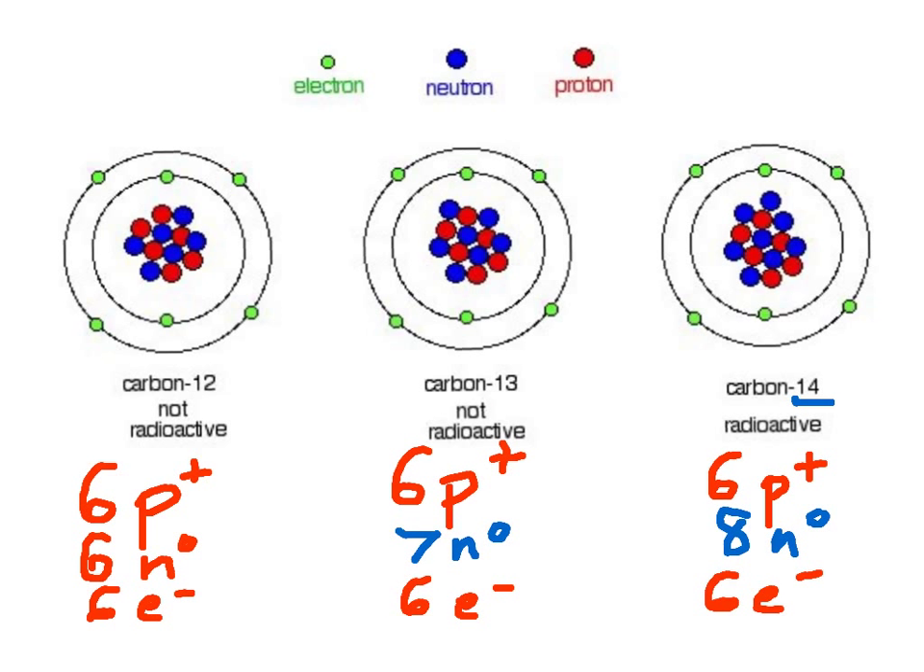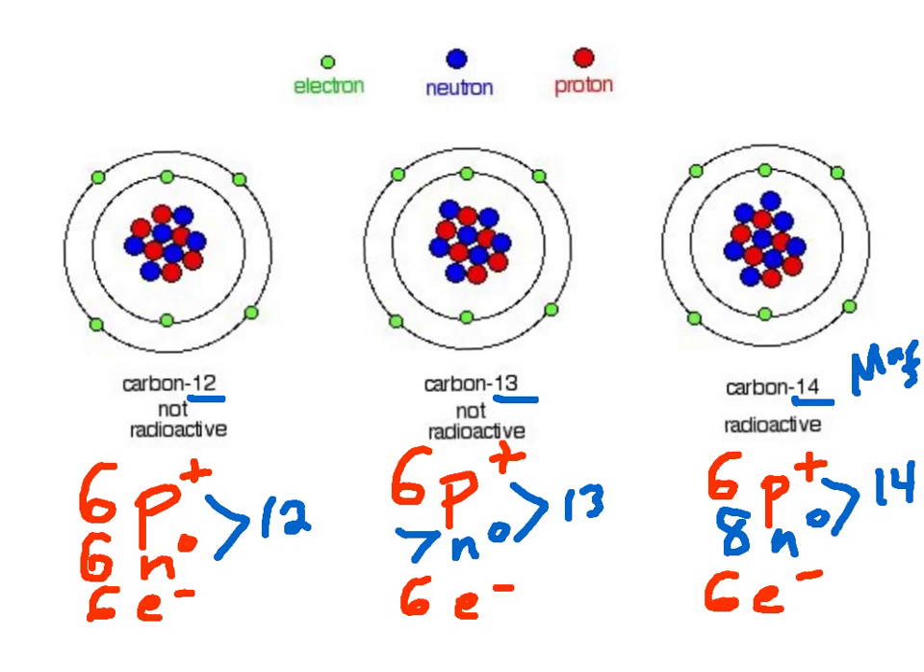This designation, after the name carbon, carbon-12, carbon-13, carbon-14, refers to the mass of each isotope. You can see that 6 plus 6 is 12. 6 plus 7 is 13. 6 plus 8 is 14. We'll be calculating some of these nuclides in class.